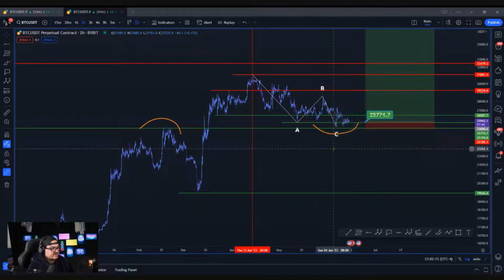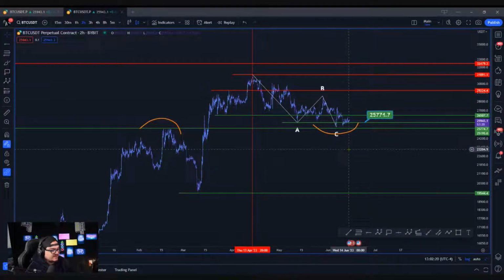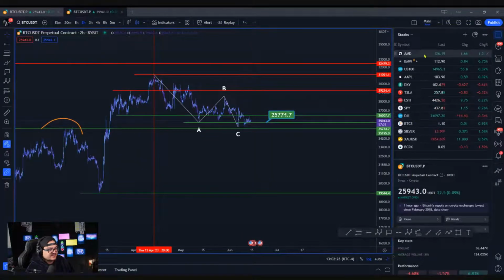But we'll have to see if it breaks or not. But that is the main goal of these trades. That's what I'm looking for. And I think that's pretty much it for BTC. We're going to move on to Ethereum.